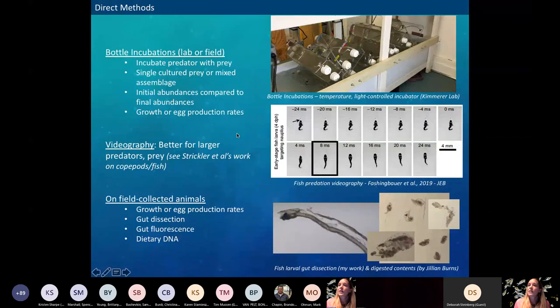And then there are direct methods looking at field-collected animals. Again, you can do growth and egg production rates here on field-collected animals. You can do gut dissection. That doesn't work very well with most of our zooplankton, but for things like larval fishes and the larger zooplankton, it's possible, but there are challenges with identifying the prey. You can also do gut fluorescence, but that only tells you whether they're eating phytoplankton or photosynthetic organisms. And then you have dietary DNA.